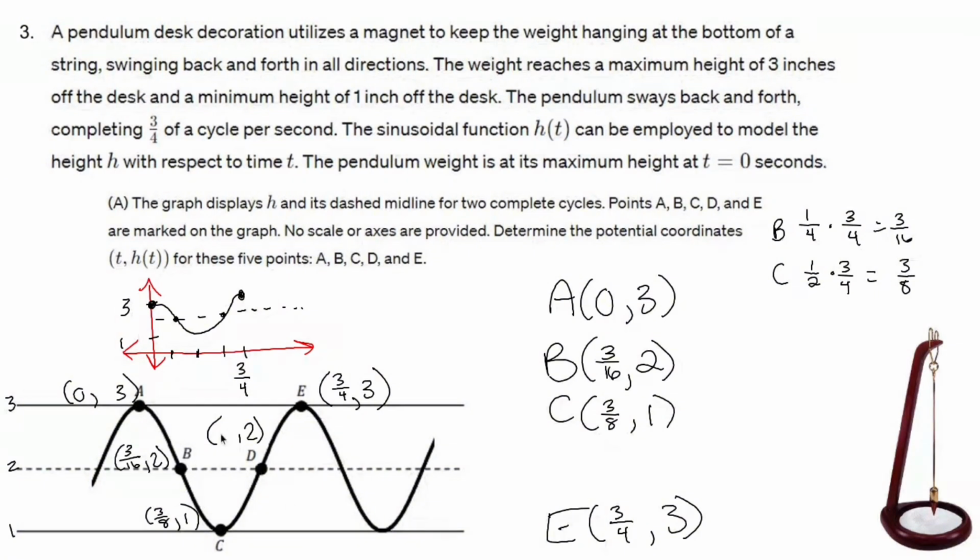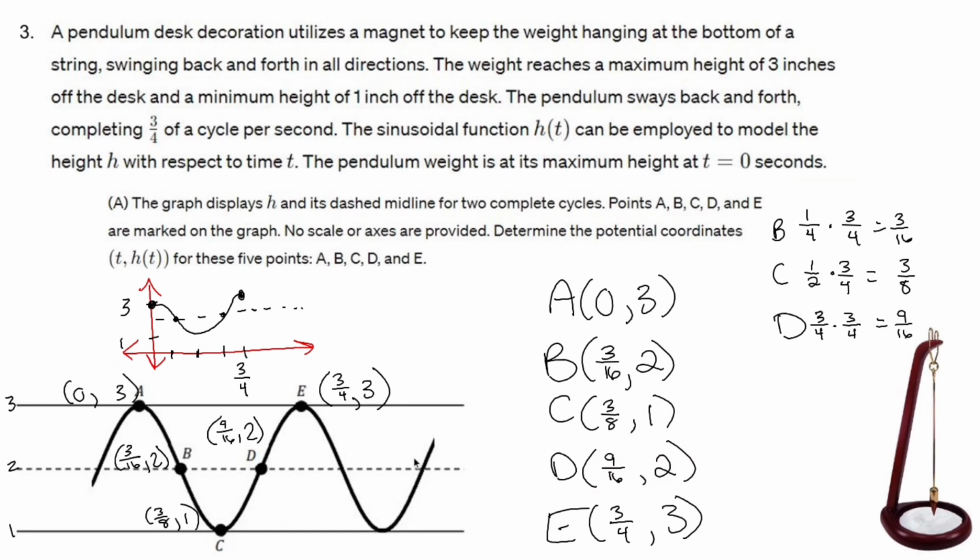Okay. This is going to be 3/4 of the way to 3/4. So D, the t value, is going to be 3/4 of 3/4. 3 times 3 is 9. 4 times 4 is 16. That gives me 9/16, 2. So D is 9/16, 2.